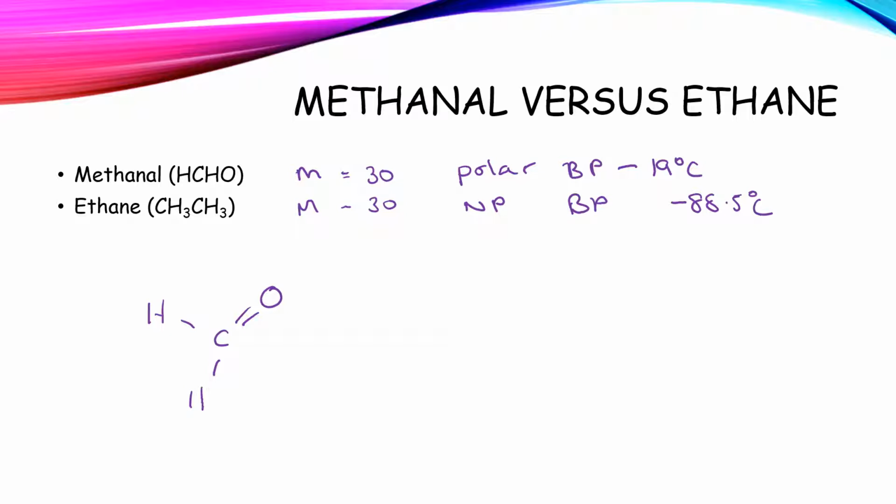So methanol, with its polar molecule, creates a permanent dipole between the carbon and the oxygen. This can create a dipole-dipole force between other partial negatives and partial positives, and this gives it a much higher boiling point than something like ethane, which is of similar mass.